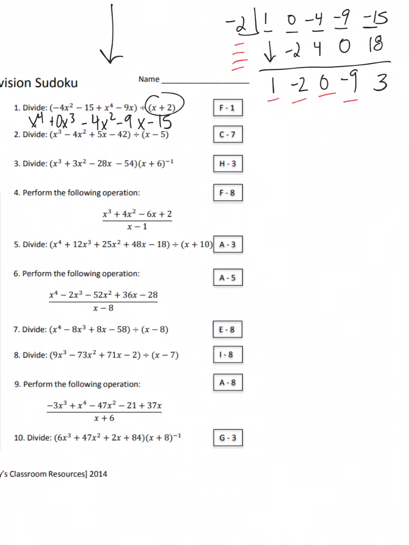Okay? Then all you're going to do from there is write it in. So in my initial problem, I started with an x to the 4th. So I need to drop down 1 and start with x cubed. Okay?